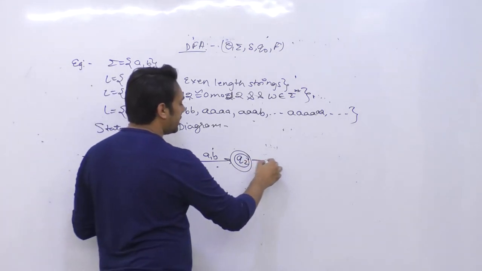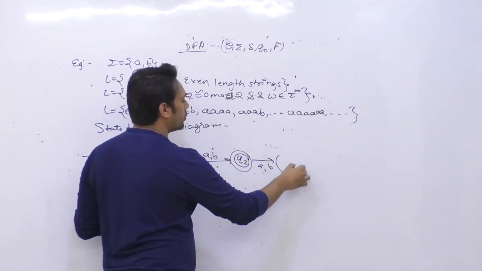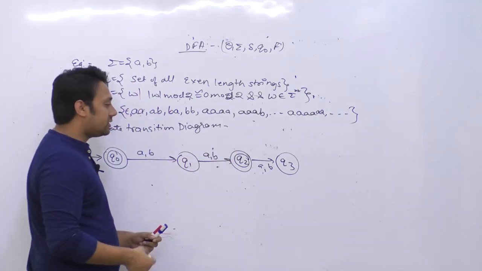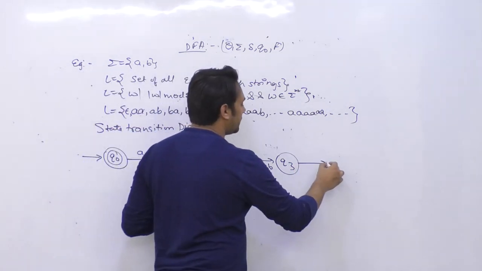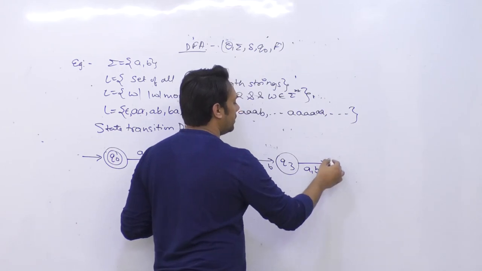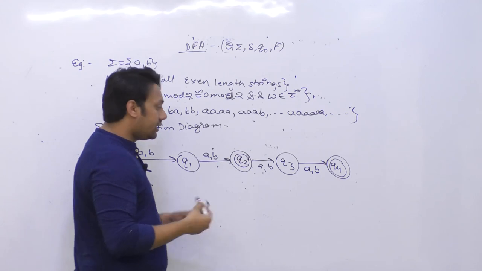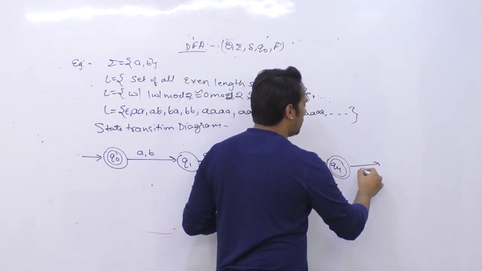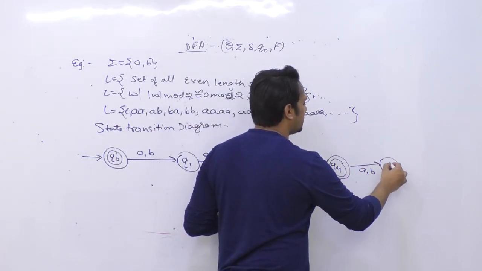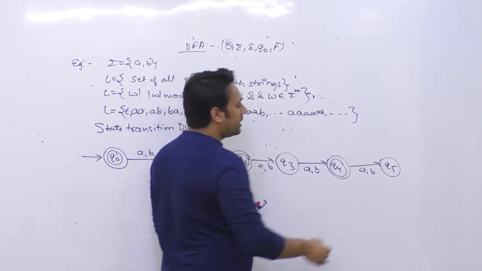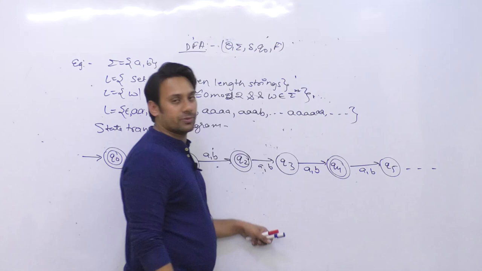Then again if I get an A or a B, I'll go to the state Q3. Here the length will be 3, which is an odd length, so I do not want to accept it. Again if I get an A or a B, I'll go to the state Q4, and this will be a final state. And now again if I get an A or a B, this will be the state Q5. The string is of odd length, and the same pattern continues.